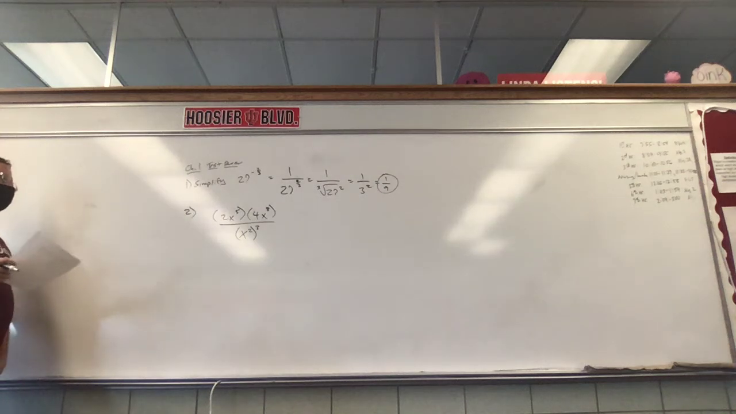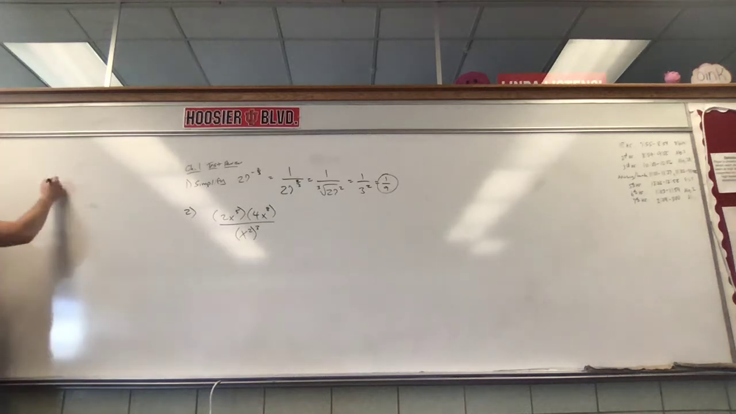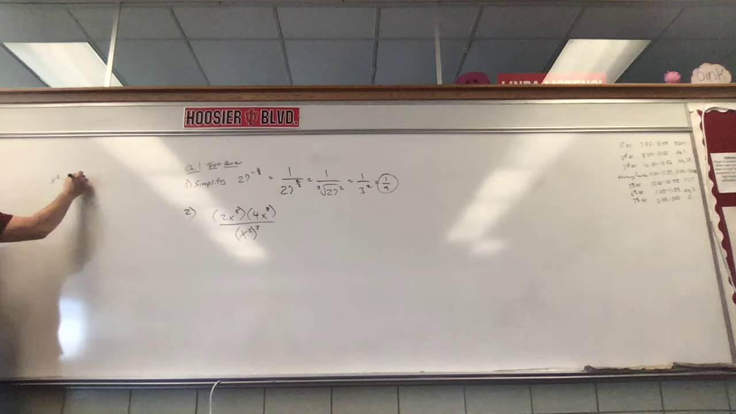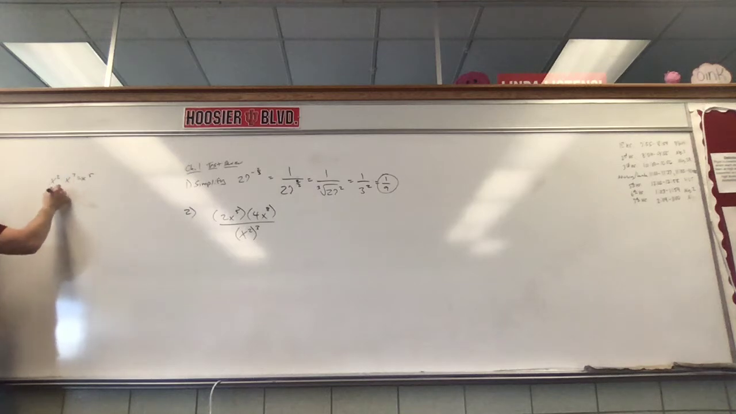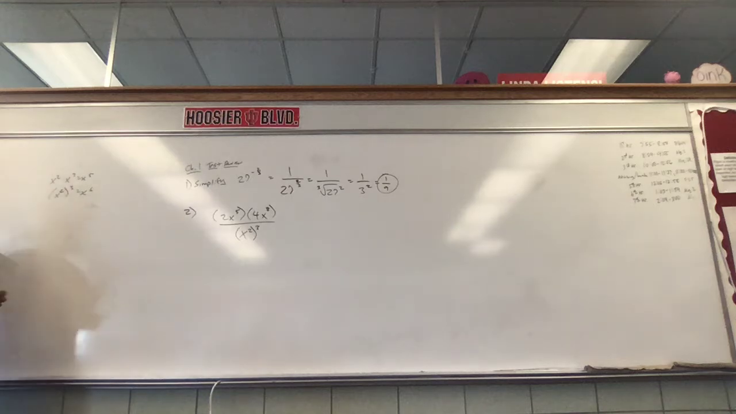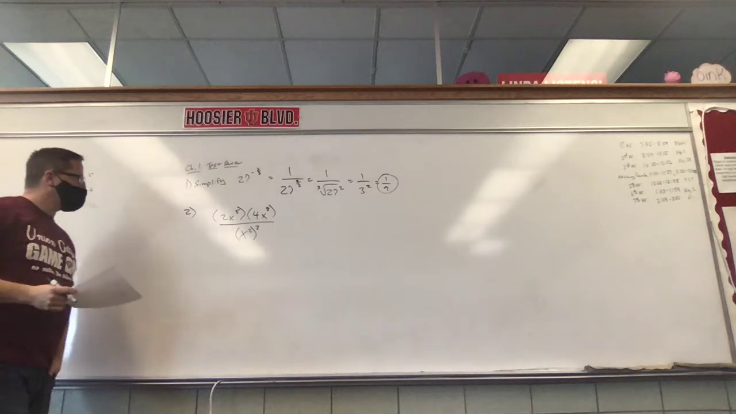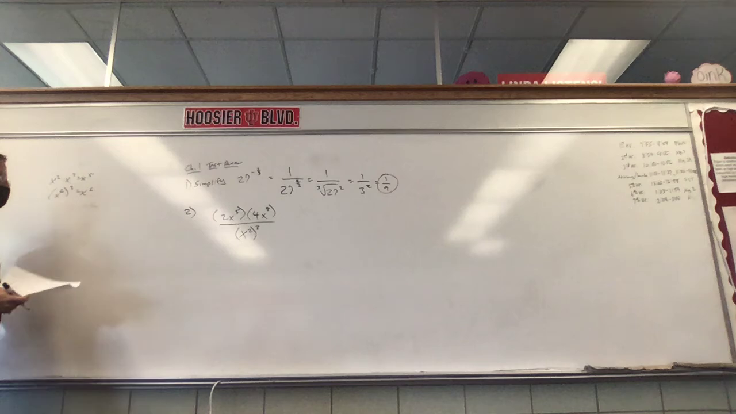2x to the 5th times 4x to the 8th over x to the 2nd, to the 3rd. As long as you can remember these rules, x to the 2nd times x to the 3rd is x to the 5th, and x to the 2nd to the 3rd is x to the 6th. Go ahead and try this one. Spend about 30 seconds on it and see what you get.